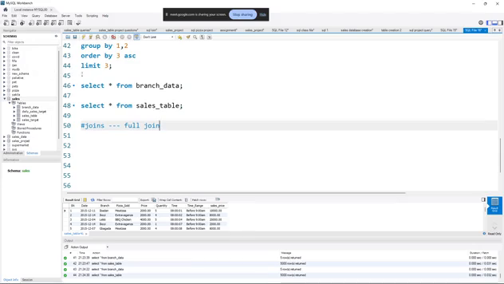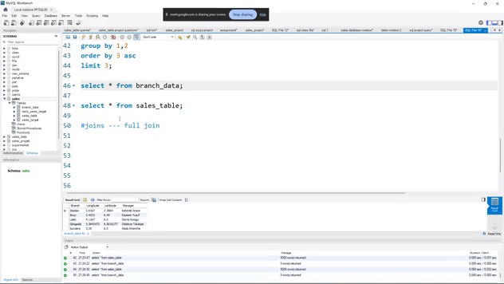Okay, now let's use our sales table and our branch table. I want to combine the sales table and the branch table. Let's assume that on this branch table, there is another branch called, let me use Ogba branch, and that Ogba branch is not on our branch table. This branch data has Ibadan, Ikoyi, Lekki, Gbagada, Surulere. It does not have Ogba.